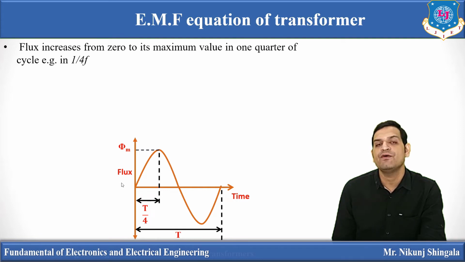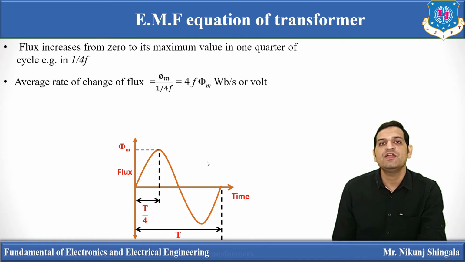So we have to find the average rate of change of flux. The flux increases from 0 to its maximum value in one quarter of the cycle, and one quarter of the cycle is T by 4. Now T is equal to 1 divided by f. So the flux increases from 0 to maximum in 1 divided by 4f seconds. The average rate of change of flux, d phi by dt, is phi m divided by 1 upon 4f, so it is 4f phi m Weber per second, and that is nothing but volt, because the EMF induced in the coil is the rate of change of flux.